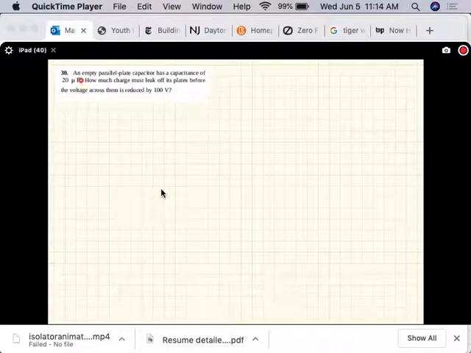Alright, so this problem says an empty parallel plate capacitor has a capacitance of 20 microfarads. How much charge must leak off its plates before the voltage across them is reduced by 100 volts?